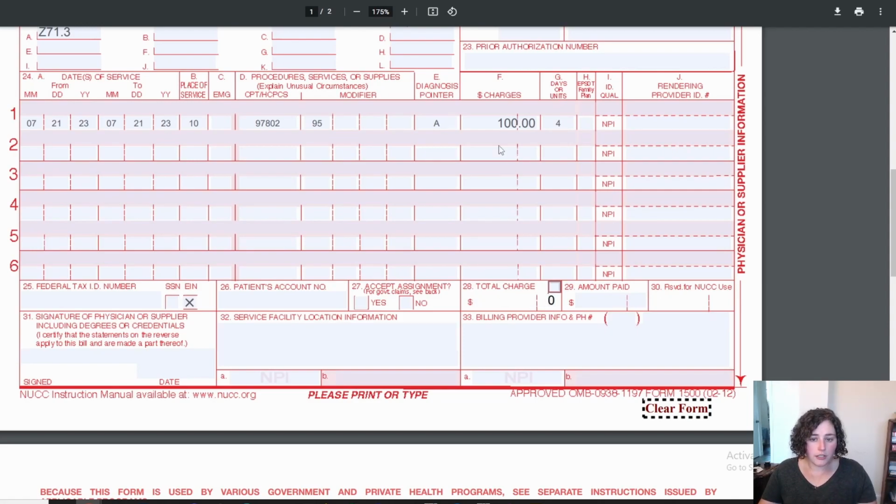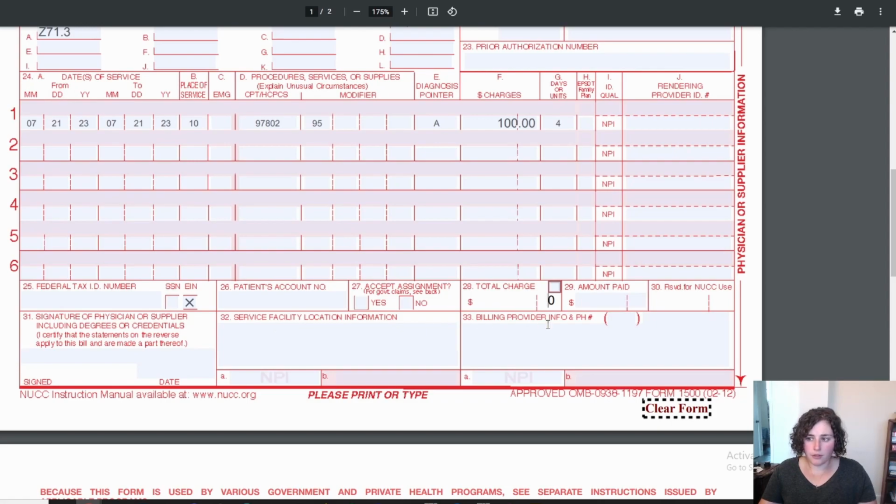The total charge here, so if you had a couple different line items, you had multiple services listed, you would total the charge for this entire submission. So it would be every line item here. The amount paid would only be if the patient paid you, let's say, a copay or co-insurance before the appointment. You would indicate that also on the claim form. The next section here, 31, so signature of physician or supplier, including degrees or credentials. So you as a dietitian would sign and indicate also your credentials and then date it.